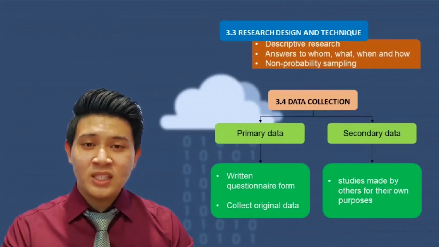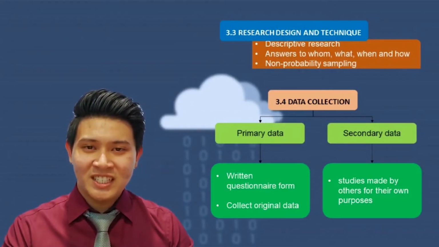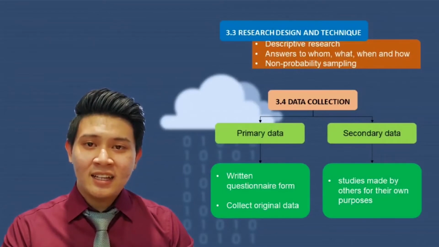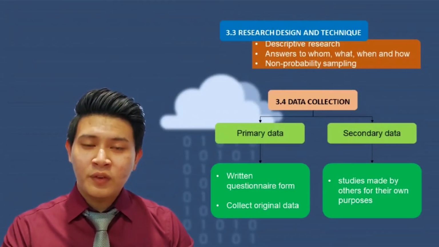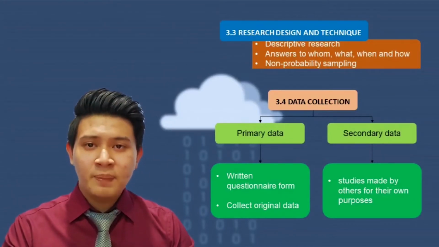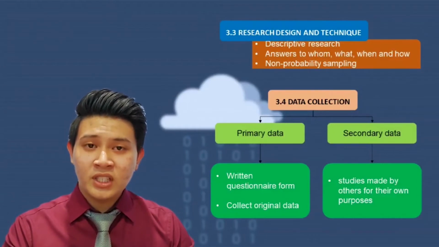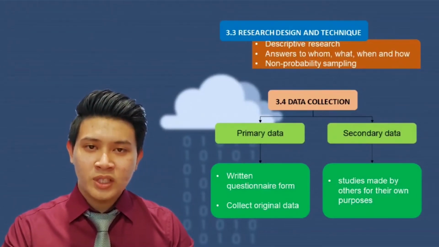Non-probability sampling, which is convenience sampling, is a type of sampling in which the elements selected are based on non-probabilistic consideration. Next is data collection. The nature of data collection comes in two forms of information sources, which are primary data and also secondary data. The primary data comes from the original sources and is collected specially to answer our research question.